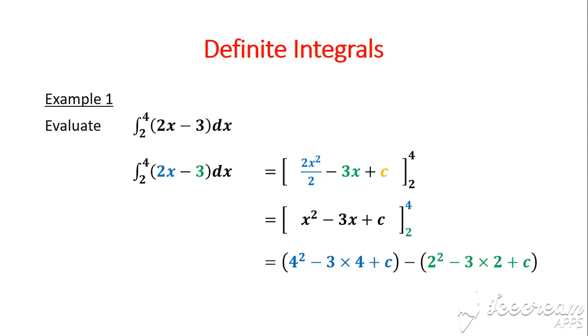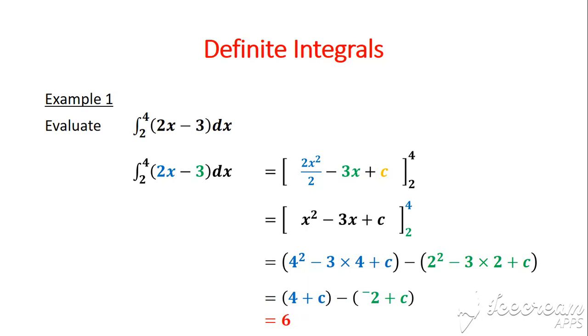And now we've just got to work out the answer. If we add up and simplify everything in the blue brackets, we get 4 plus c. And if we simplify everything in the green brackets, we get negative 2 plus c. And then we've just got to work out the answer. Now be careful because we're going to go 4 subtract negative 2, which is the same as going 4 plus 2, which is 6. And what happens to the c?